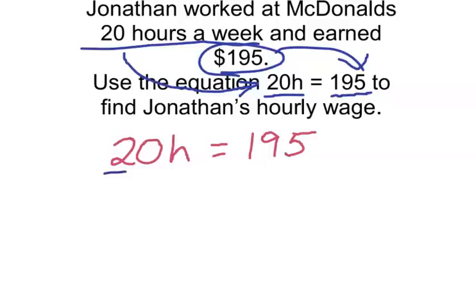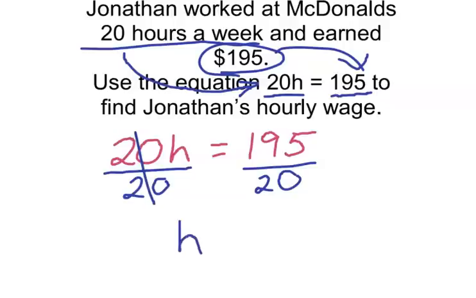Again, we are multiplying 20 times h. The opposite of multiplication is division, so we're going to divide by 20 on both sides. 20 goes into 20 one time, so we just have a single h. And then we have 195 divided by 20, and that equals 9.75.